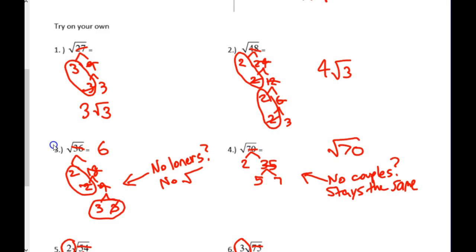Now, number 3, this is where some people get confused. From the very front page, we should know that 36 is a square number. So if you take the square root of a square number, you should get a whole number, okay? Now, if you did the factor tree, that's fine. But if you do the factor tree, you're going to have no loners. Just a pair of 2 and a pair of 3. So if all you have is pairs, just multiply them. 2 times 3 is 6, no square root sign, okay? So the only time you have a square root sign is if you have loners that are left over, okay?